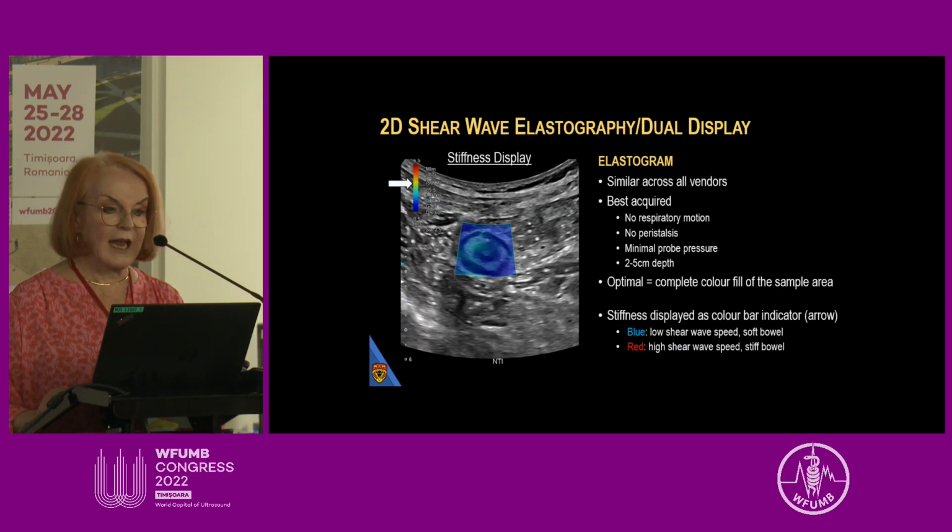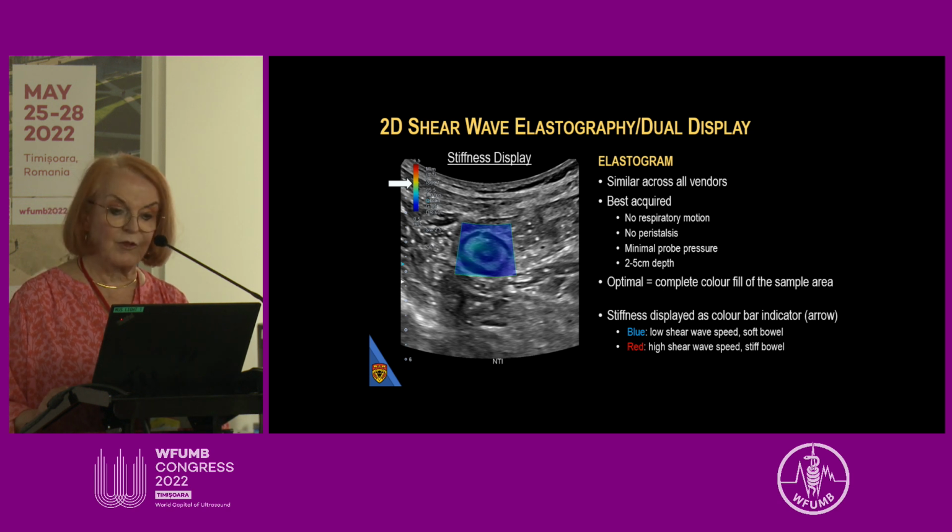And so here we're looking at a stiffness display. On the elastogram, the stiffness display is very similar across vendors. It's best acquired if the patient has little or no respiratory motion. And we try to time it so that we have no problem with the peristalsis. Sometimes this is, of course, impossible. So we use minimal probe pressure, and we try to look at the bowel between 2 and 5 centimeters from the surface of the transducer crystal.